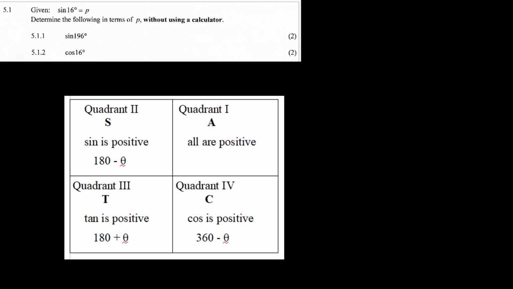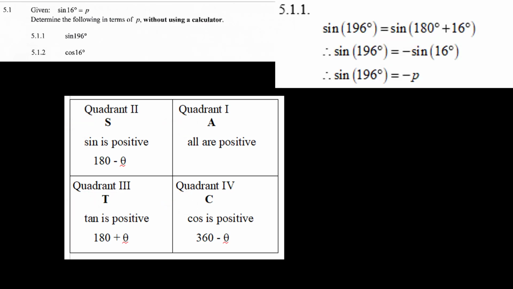Question 5.1.1. For 2 marks, given sine 16 equals p, determine sine 196 in terms of p. You need to know the reduction formula to simplify trigonometry expressions. The best way to remember this is to use the CAST system, starting in the fourth quadrant.